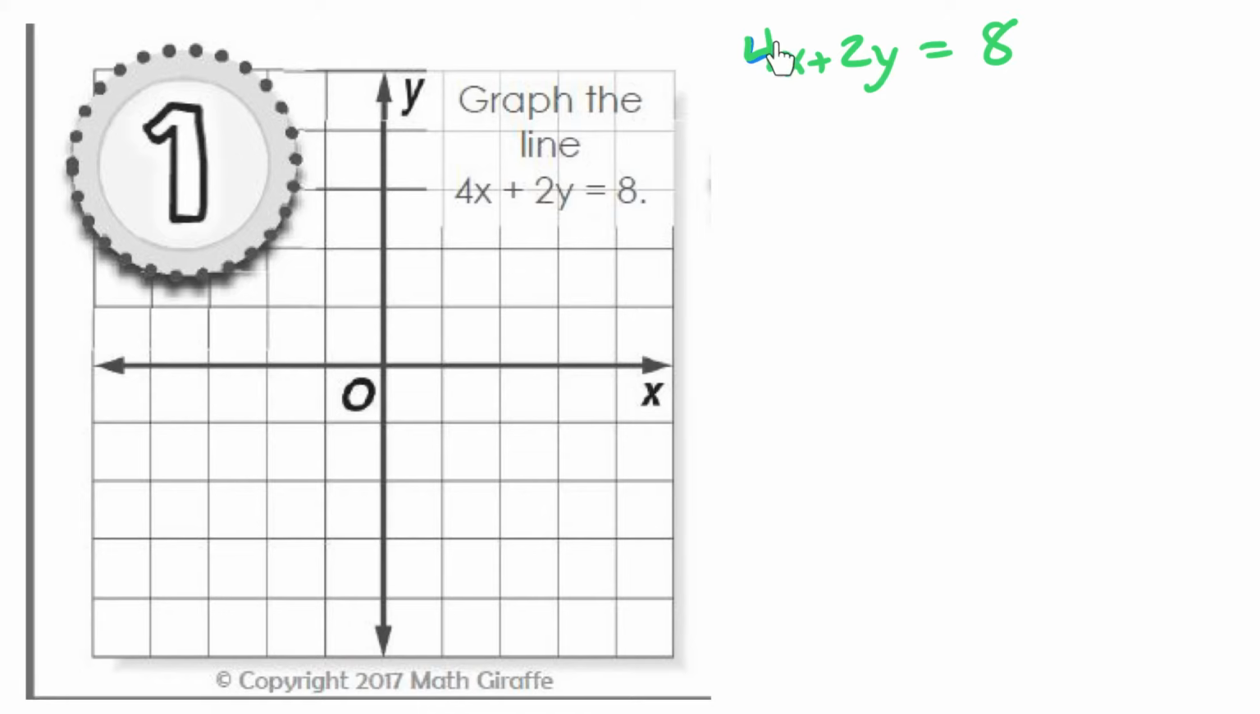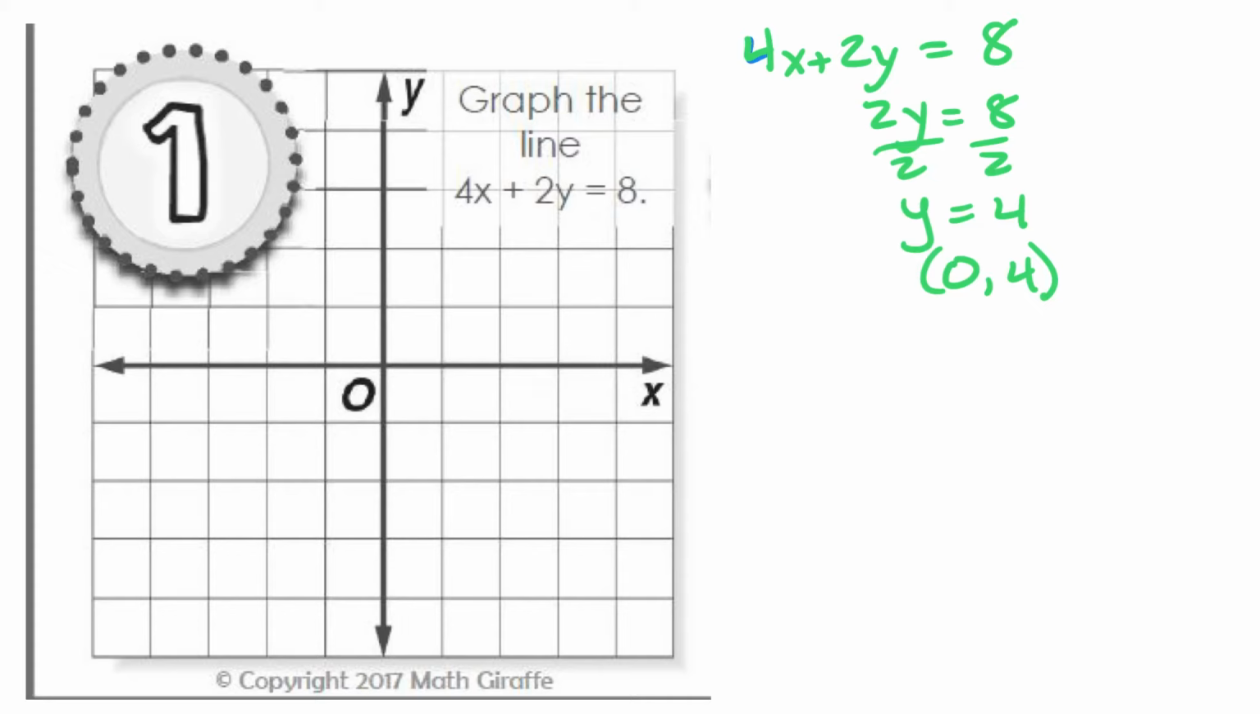So I'm going to cover this up. So I'm left with 2y is equal to 8. Divide by 2, y is equal to 4. So the y-intercept point is at 0, 4.